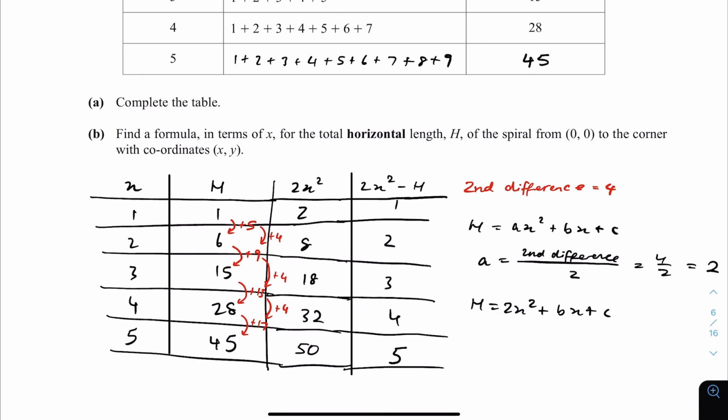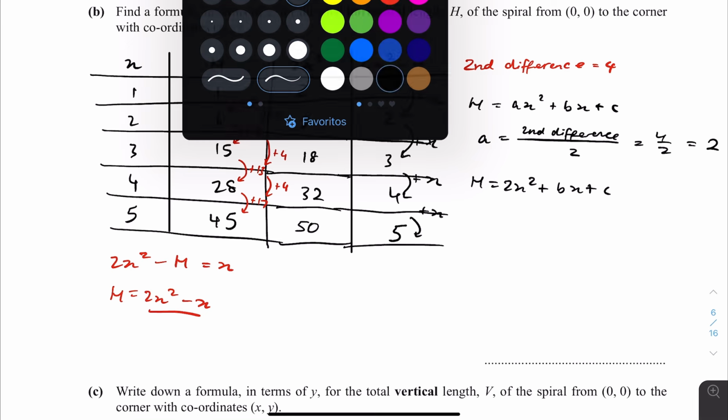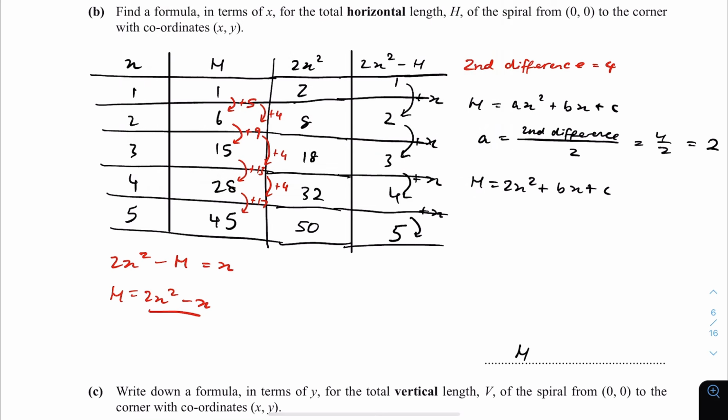So clearly, this makes a sequence of plus x. Sorry, I keep referring to n because that's usually the sequence terminology. Plus x, plus x, plus x. And this gives us the first differences we need. So I'm going to write the equation here: 2x squared minus h is equal to x, as we've shown using the different rows. So if we rearrange, we get h is equal to 2x squared minus x. And that's the equation. We can even test it with a couple of numbers, but we know this is correct.